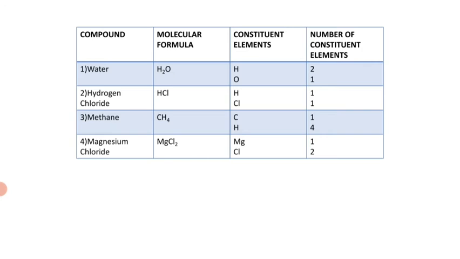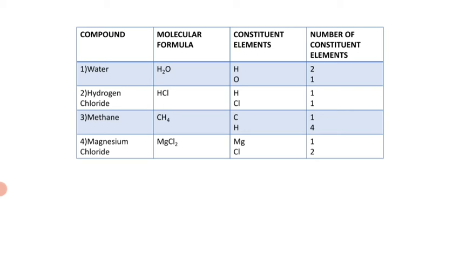Now we have a compound, water. The molecular formula of water is H2O. The constituent elements, that means the elements which form the water molecule, are H and O, that is hydrogen and oxygen. The number of constituent elements: there are two atoms of hydrogen and one atom of oxygen.